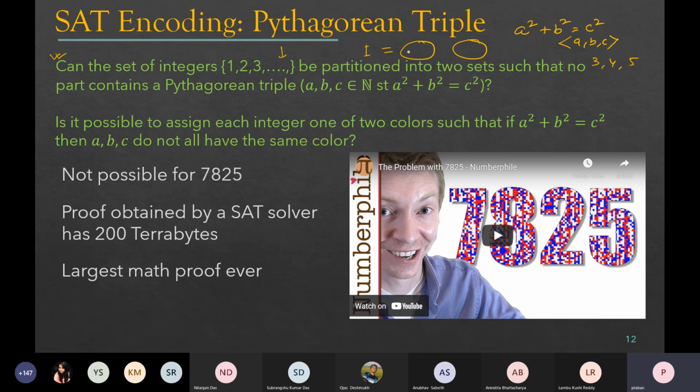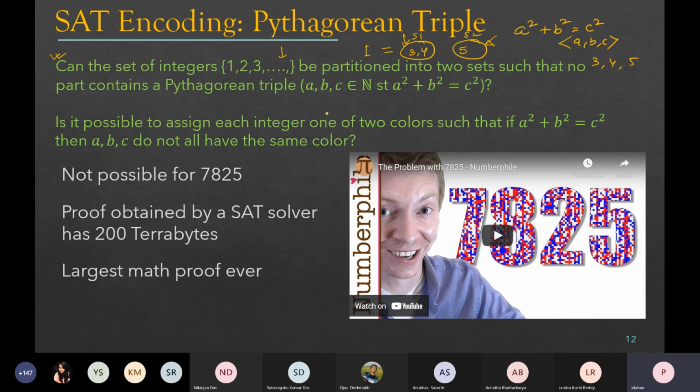Now you divide the integer set into two sets, say S1 and S2. And let's say you assign 3 and 4 to set 1, and you allocate 5 to set 2. If you do it this way, you cannot have a Pythagorean triple in S1, and you cannot have a Pythagorean triple in S2. The problem is whether we can do that, right?